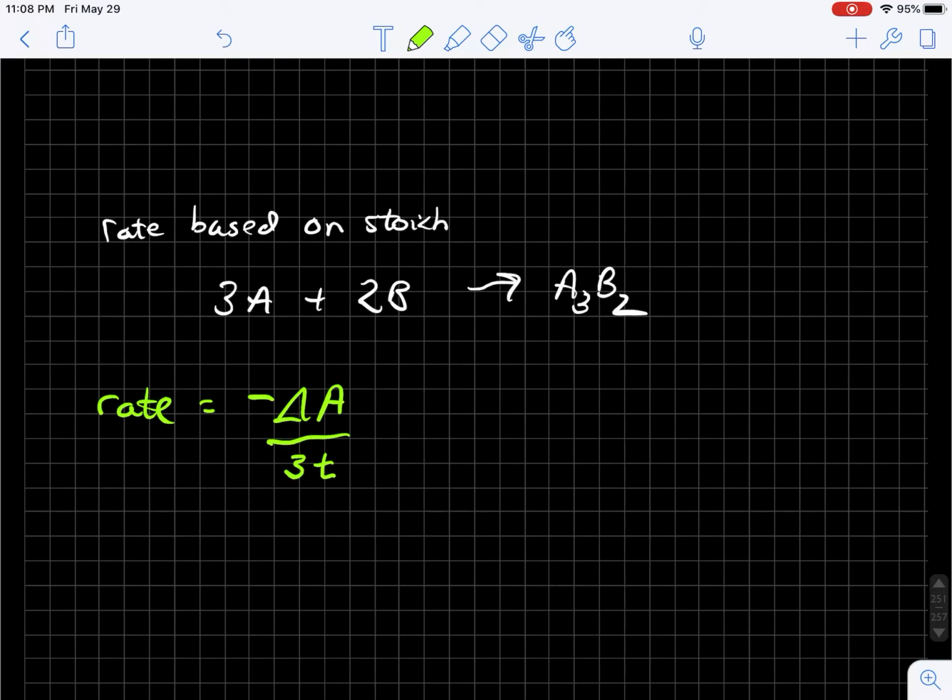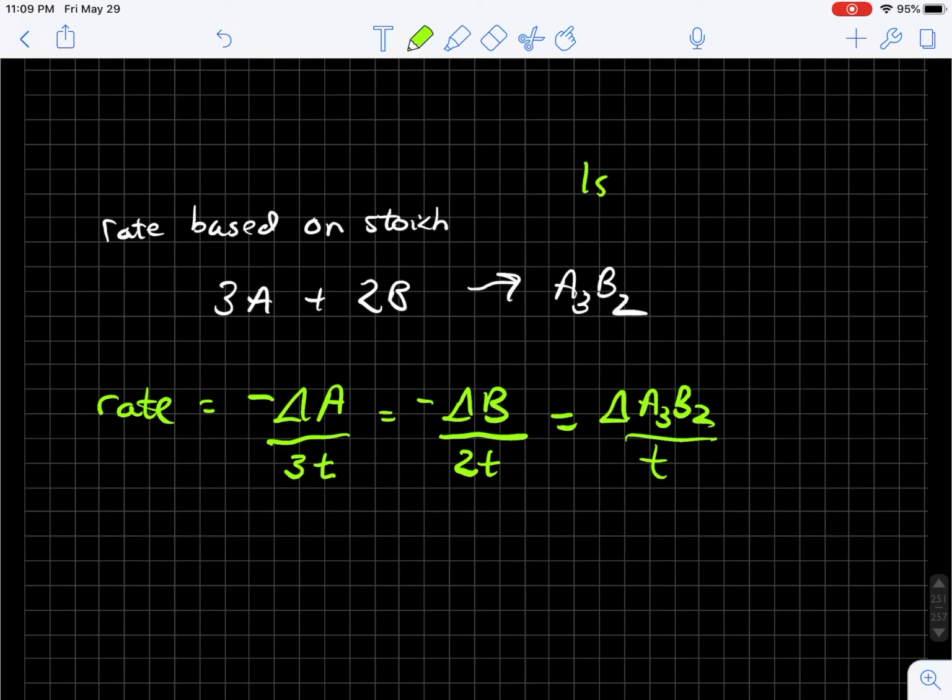than B, or I'm sorry, than our product. Now, that rate number would also be equal to a change in B if we took the time for the change and we put a 2 in front of it. And then we could say, well, that's equal to the change in the appearance of our product over time. Because that's what rate is, right? Change over time. So how would this number work out?